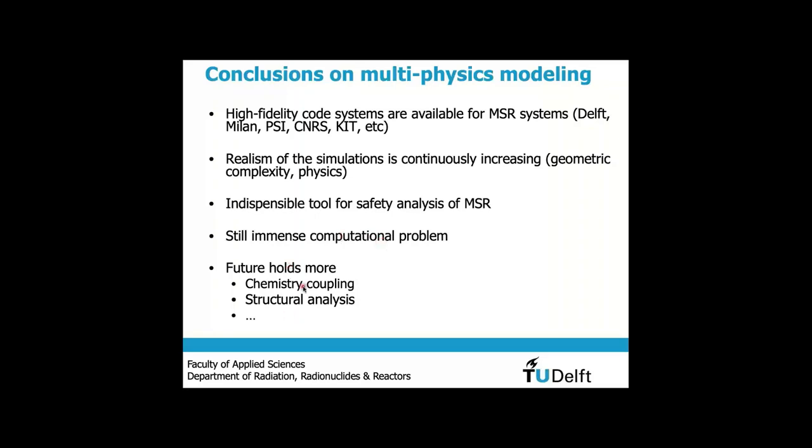And to end up with, there's more to come. I've shown you only things of coupling, flow, and neutronics, basically. So thermal, flow, things like that. But of course, you can think of many other things that are also important for the molten salt reactor. Chemistry, for instance, or structural analysis of certain parts of the reactor where perhaps you have thermally driven fatigue. So there's much more to it than just neutronics and CFD, flow.